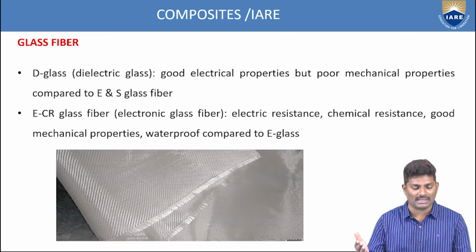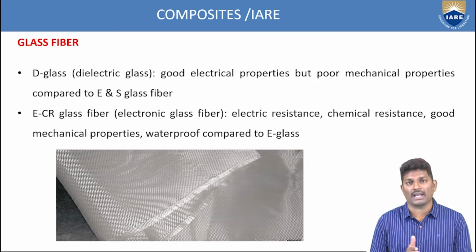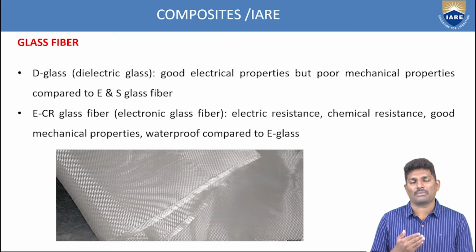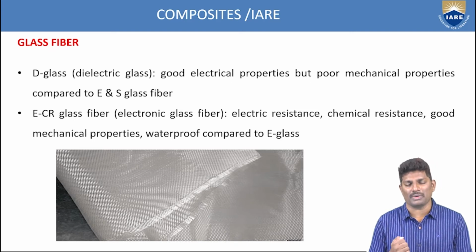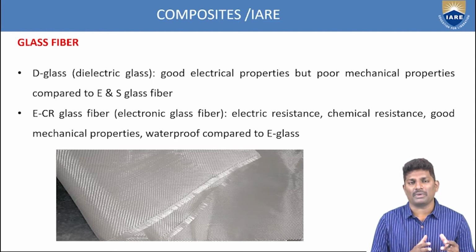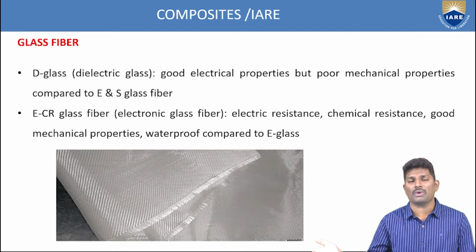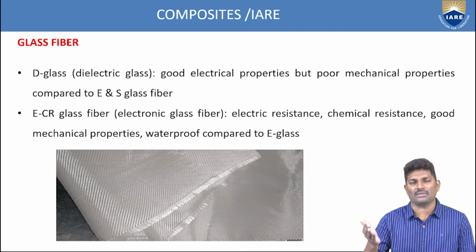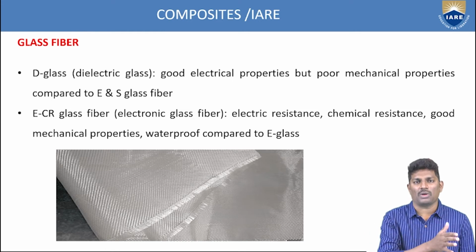Another type of glass is D glass, which is a dielectric glass. It has good electrical properties but poor mechanical properties when you compare it with E and S. Though it has good electrical properties, it is much lower in mechanical properties. So you have to select the material with good properties depending upon your end application. Once you know your application, it is just reverse engineering: your selection of material has to be done based upon the properties.